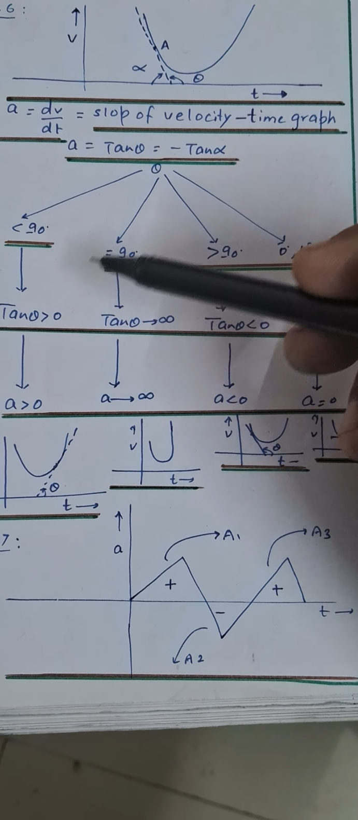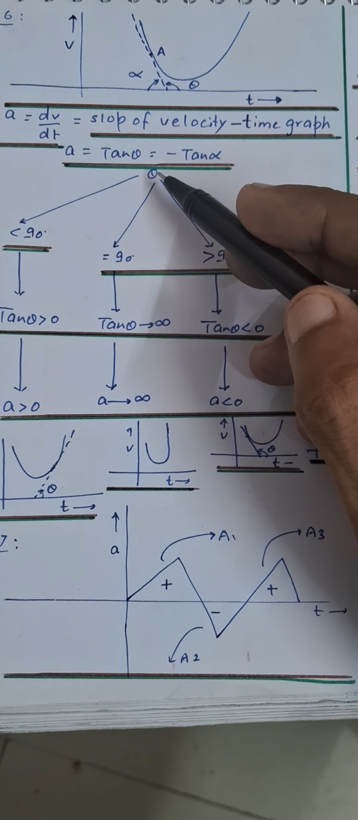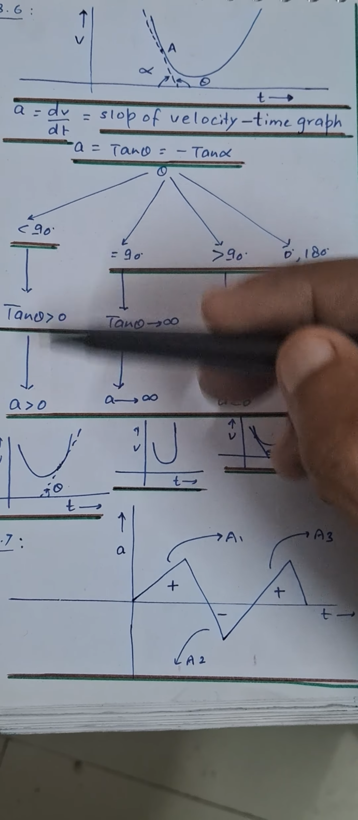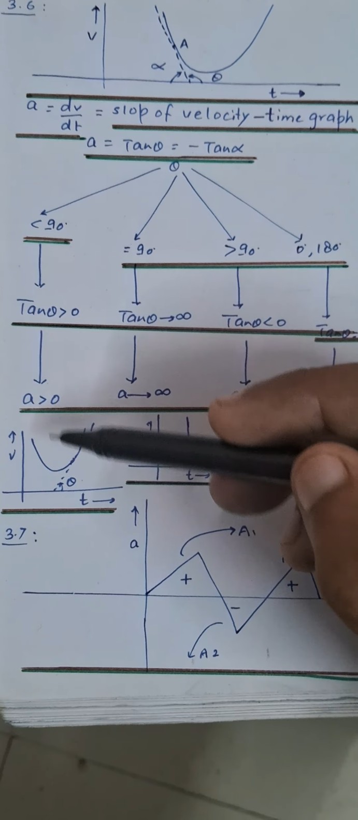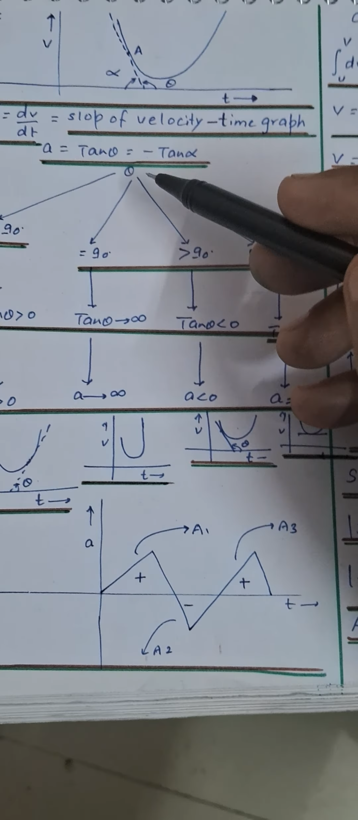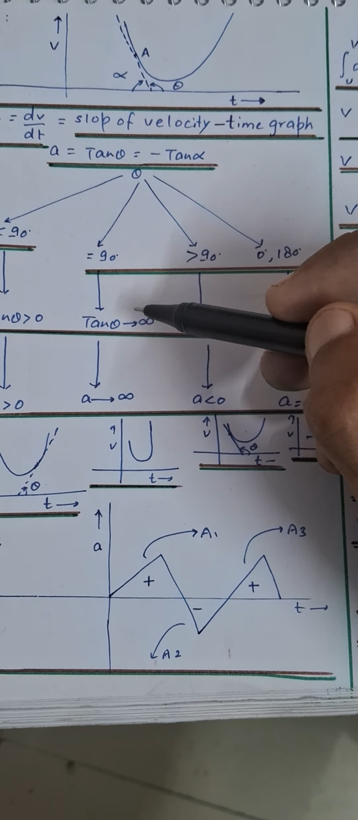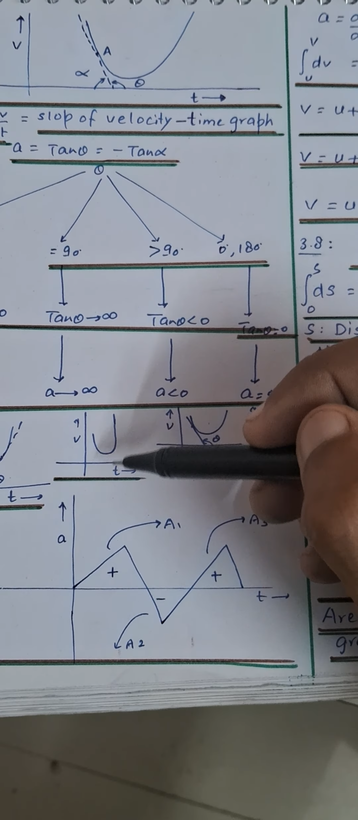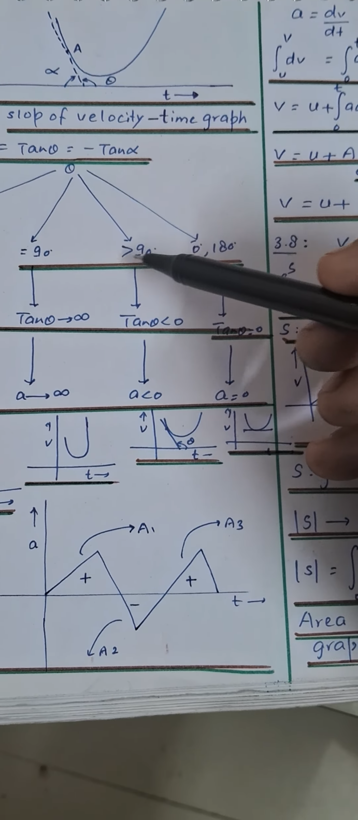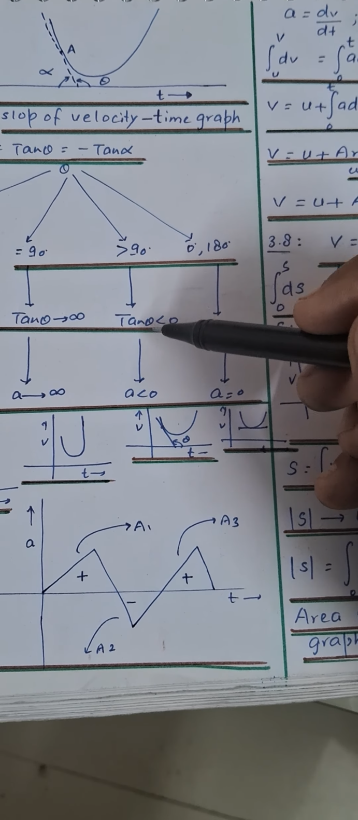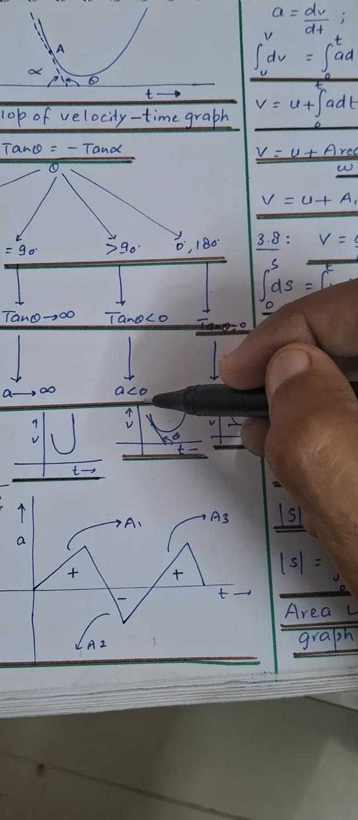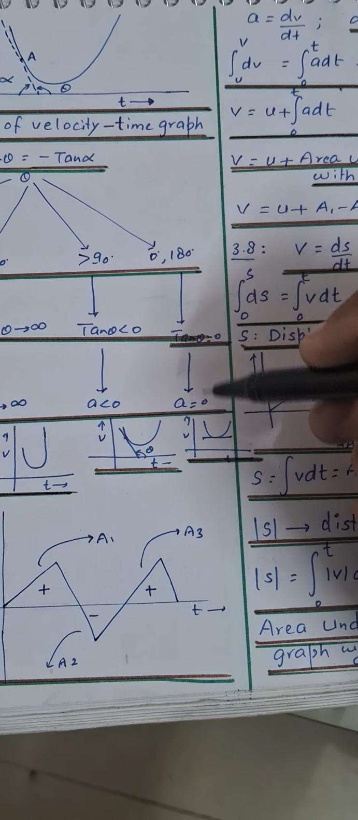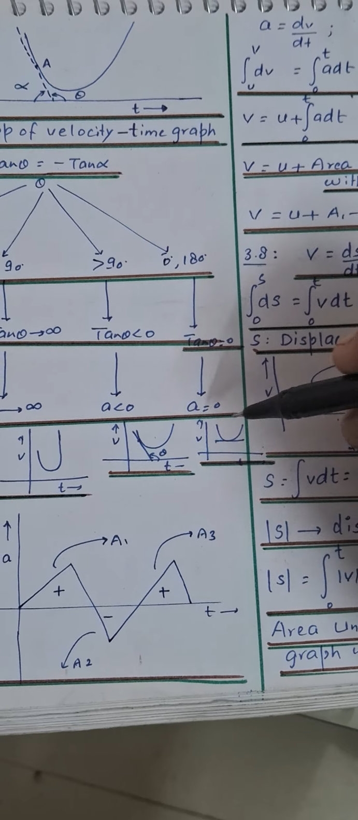Now there are various cases based on theta. So first case is when theta is less than 90 degrees. So tan theta will be positive and hence acceleration will be positive in such a case as given by this graph. Then we have, if theta is 90, then tan theta will tend to infinity and hence acceleration tends to infinity as shown over this graph. If theta is greater than 90 degrees, tan theta will be negative. So acceleration will be negative as shown in this graph. If theta is 0 or 180 degrees, tan theta will be 0. So acceleration will be 0 as shown in this graph.